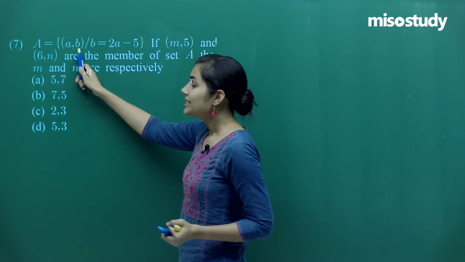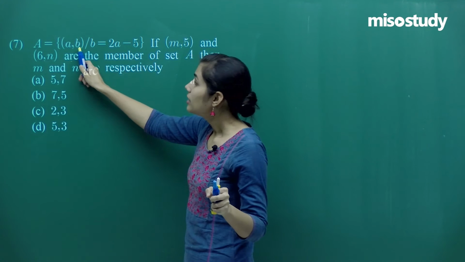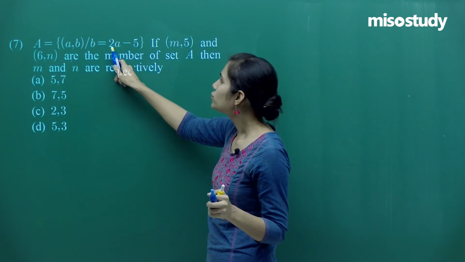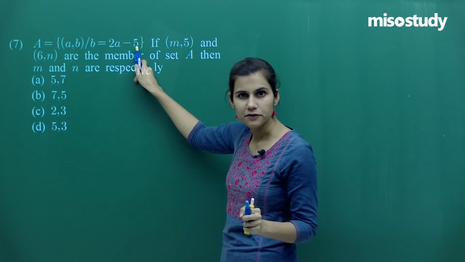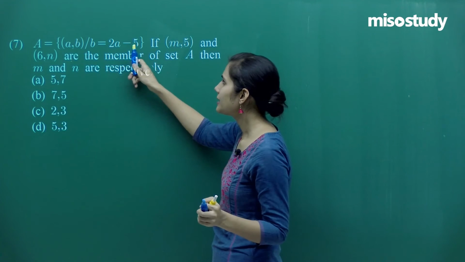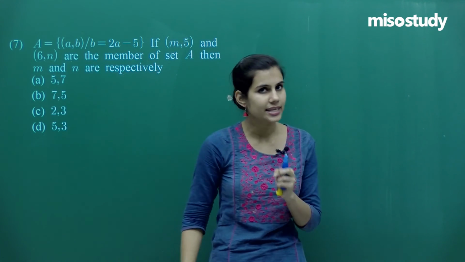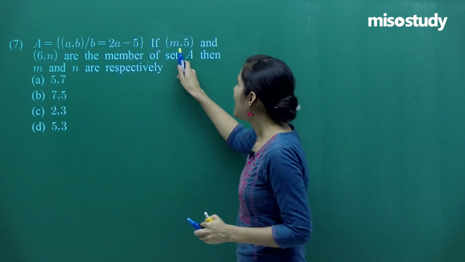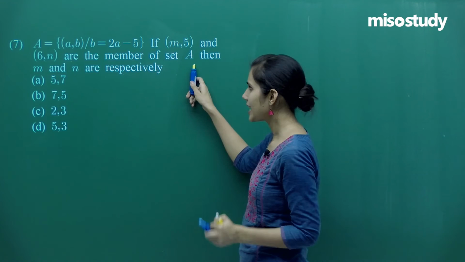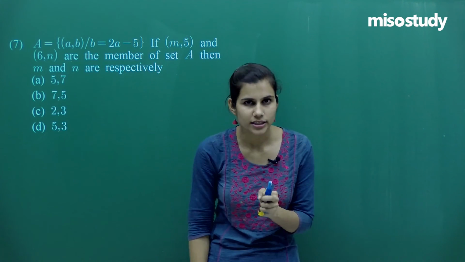A comma B is sitting inside set A only when the second ordinate B is equal to twice of A minus 5. Only when B is equal to 2 times A minus 5 can A comma B qualify to sit inside set A. If M comma 5 and 6 comma N are the members of the set A, then M and N are respectively what?